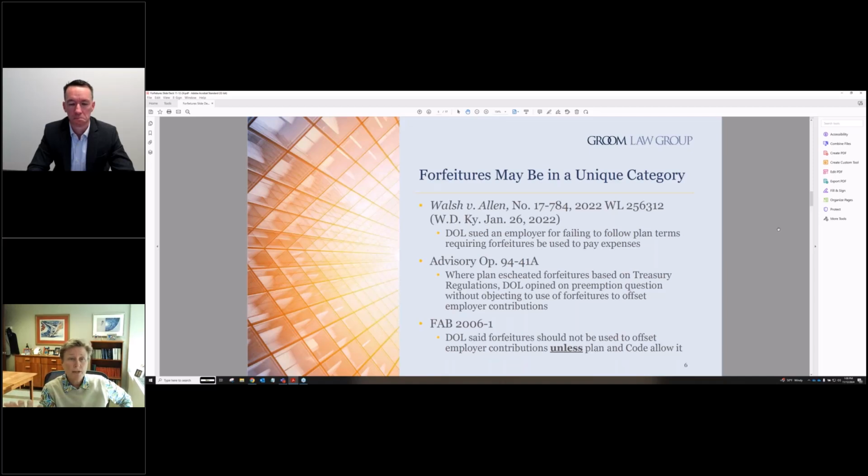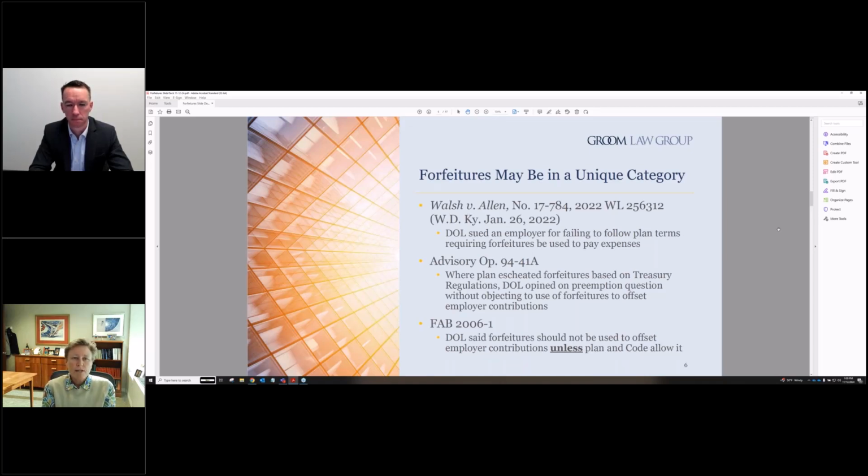And you think about the Labor Department investigates plans all the time. The Labor Department issues guidance all the time. You would think that if DOL thought, we don't really care what the IRS says, you can't use forfeitures to offset employer contributions, they might have mentioned that somewhere along the way, right? But the only case where they've actually brought an enforcement action is really distinguishable in the sense that they made the argument, and it ultimately was sort of settled, that really what was happening is the employer wasn't following the terms of the plan.